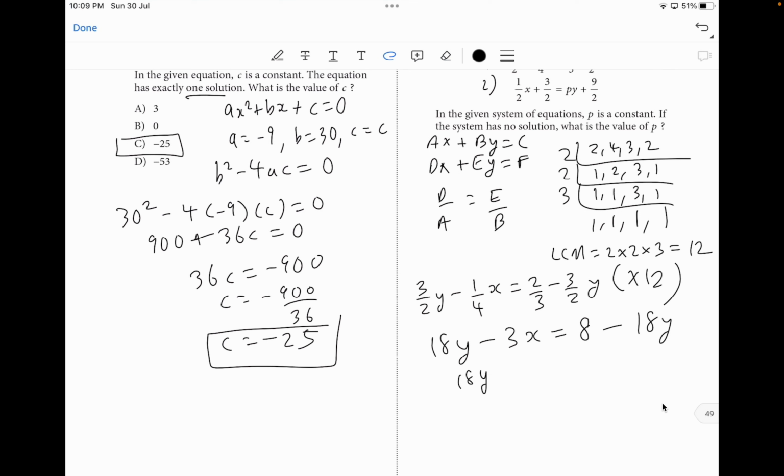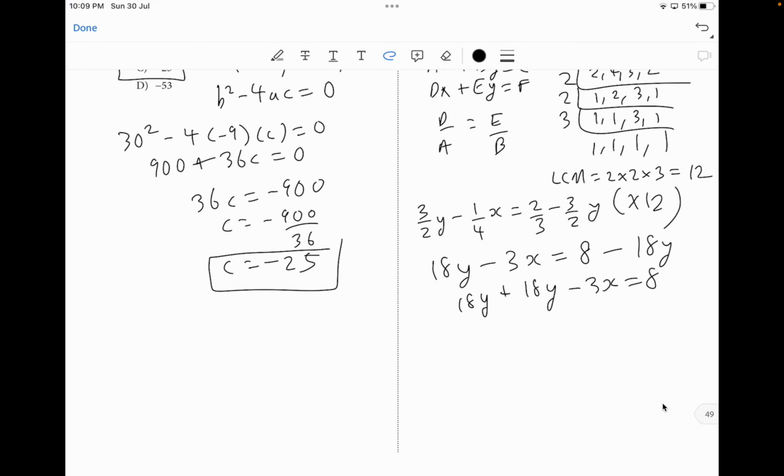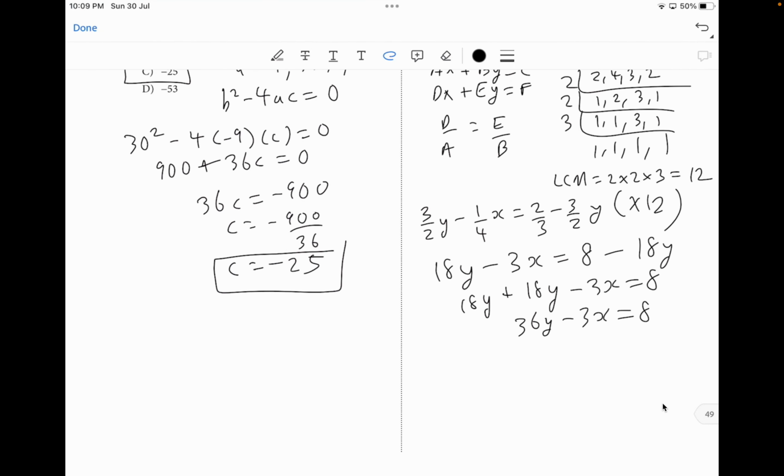18y plus 18y minus 3x is equivalent to 8. This should be giving you 18 plus 18, which is 36y minus 3x is equivalent to 8. Okay? Now the second equation, hopefully we have space here.